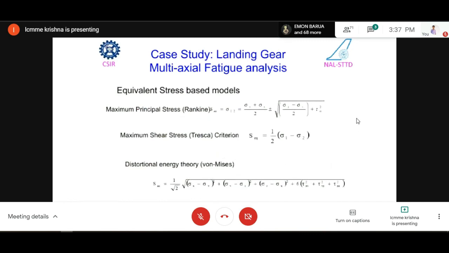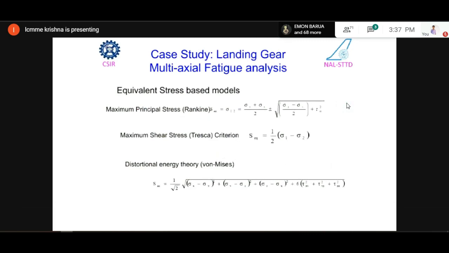So coming to what type of models we use for the multi-axial analysis: maximum principal strain, called the Rankine equivalent stress based model, the Tresca, and the Von Mises distortion energy theory. These are the 3 types of models that we use for the multi-axial fatigue analysis.